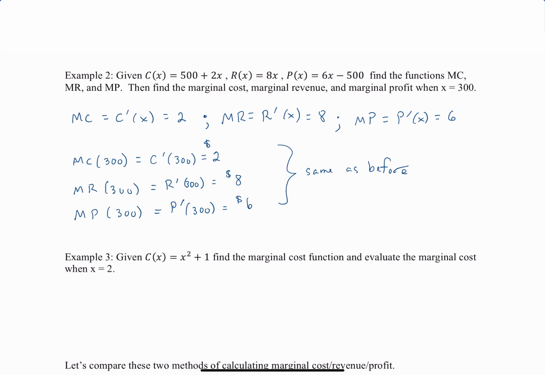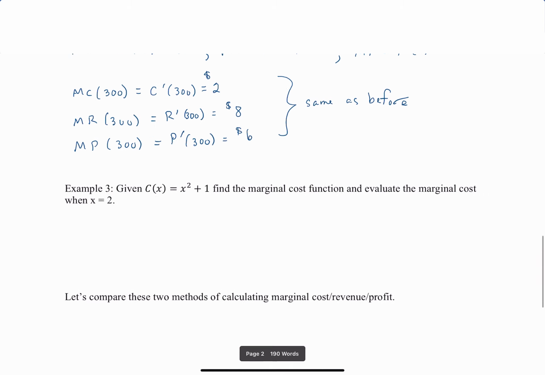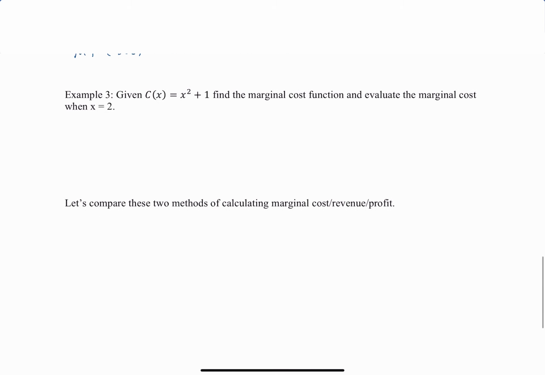Let's see another example. Given C of X equals X squared plus 1, find the marginal cost function and evaluate the marginal cost when X equals 2. Marginal cost is defined to be the instantaneous rate of change of cost, in other words, the derivative of the cost. And in this example, that would be 2X. So the marginal cost when X is 2, C prime of 2, would be 4.